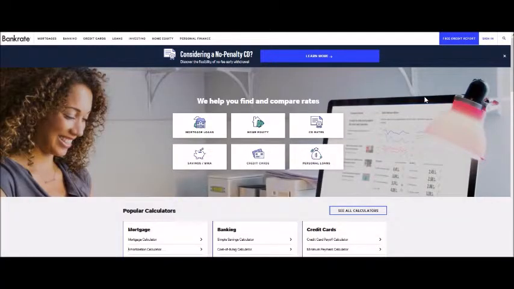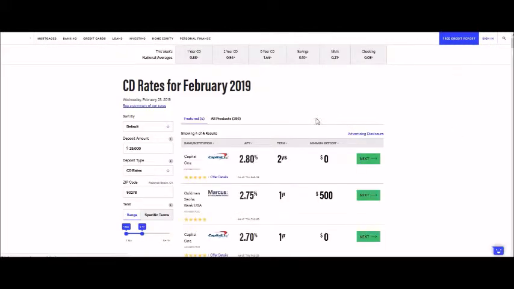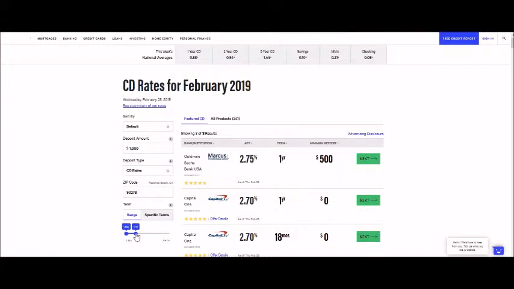Now let's have a look at how you can find different CD rates using the Bankrate website. I'm here on the Bankrate website. It's just www.bankrate.com. And I'm going to go to CD rates now. And here's CD rates for February 2019. I'm going to do what I did for the Grow Your Dough challenge, which was $1,000 as the deposit amount. I really want 1 year.